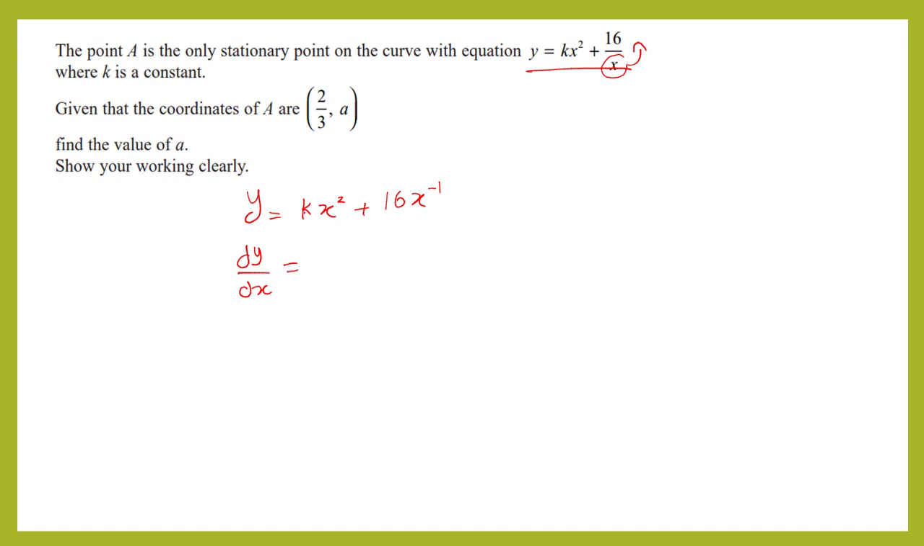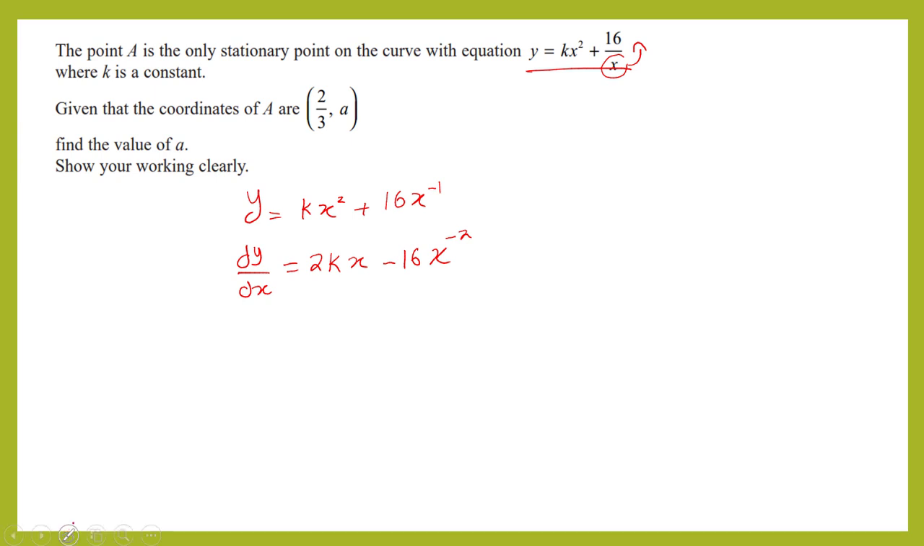So it will be multiply the power by the coefficient. It will be 2k. Then subtract 1 from the power. It will be 2 multiply k is 2k x power 1. Then negative 1 by 16 is negative 16 x power. We have minus 1, when you subtract 1 again, it's minus 1 minus 1, it will be minus 2. So now we got the derivative. Again, we multiplied the power by the coefficient. 2 by k is 2k. And the x, when we subtracted 1 from the power, becomes x. And here, negative 1 by 16 is negative 16. When we subtracted 1 from the negative 1, it becomes negative 2.